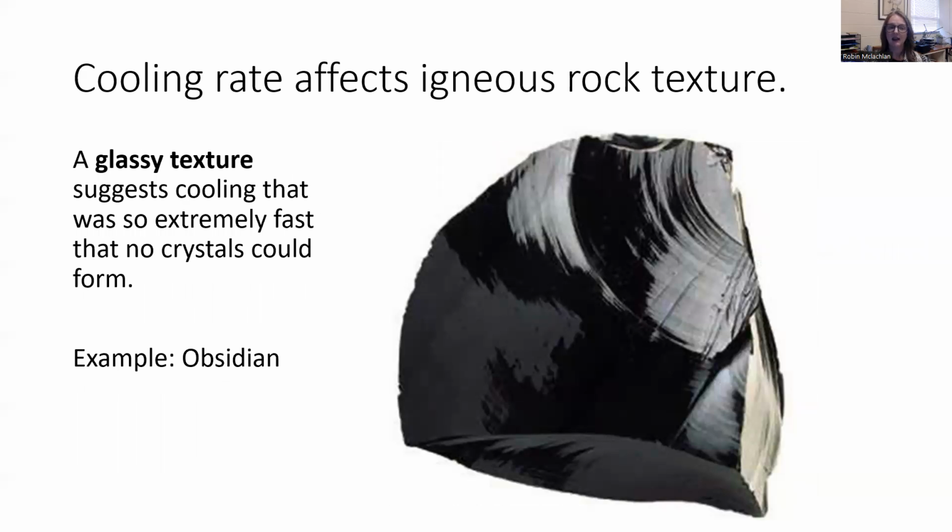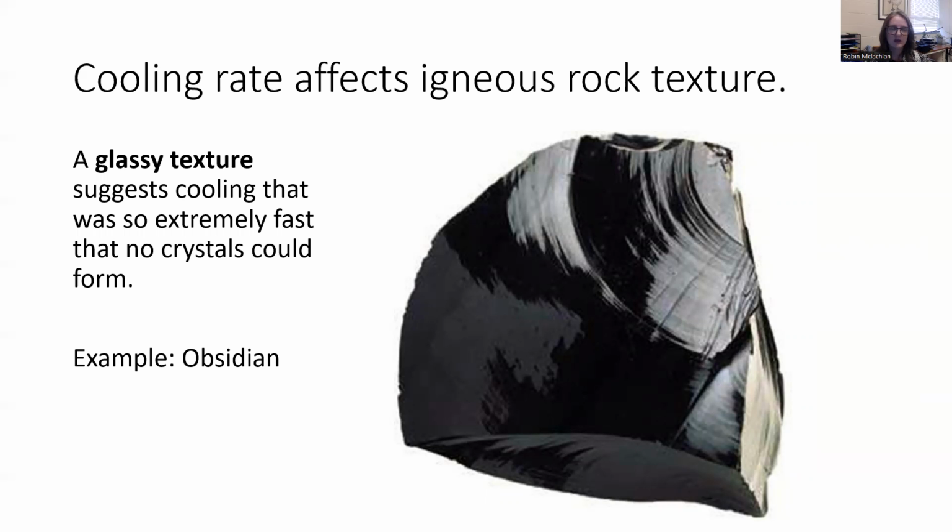Next up, we've got a glassy texture. This happens when the lava cools so quickly, almost instantaneously, that there's no time for any crystals to form at all. So if you look at obsidian underneath a petrographic microscope, you won't see any crystals. It'll just be kind of like a shattered glass mess.